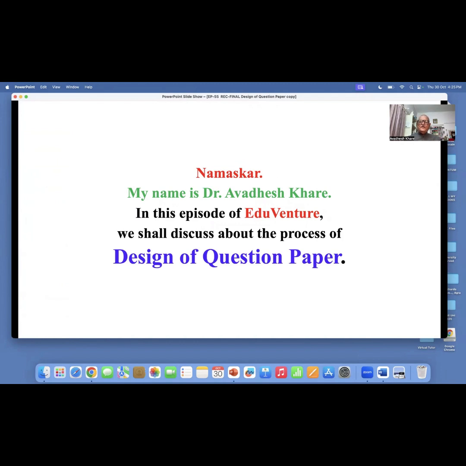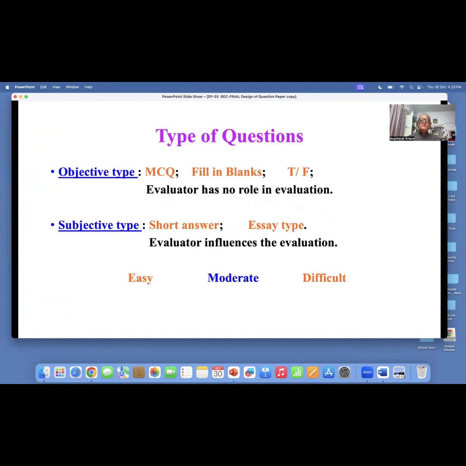In this episode of EduVenture, we shall discuss the process of design of a question paper. We can have different types of questions such as objective types, which include MCQ, fill in the blanks, true and false type, in which the evaluator has no role in the evaluation. Whatever response is given by the student is converted into marks.